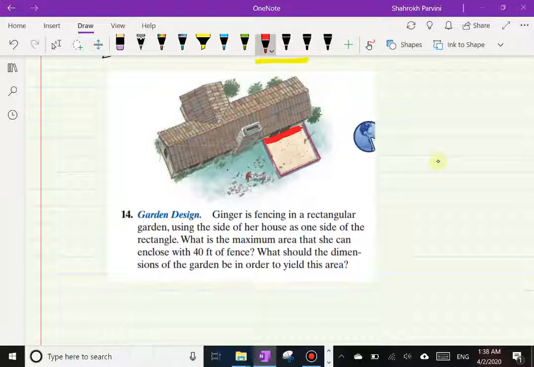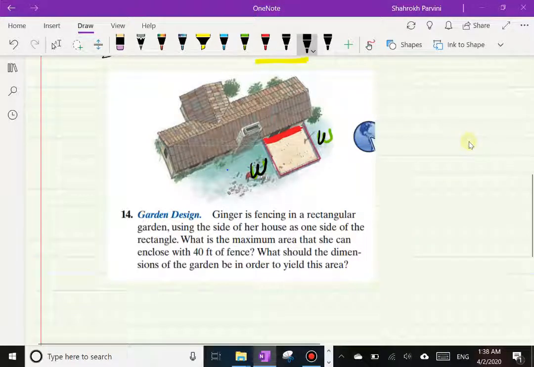The question reads, what is the maximum area that she can enclose with 40 feet of fence? What should the dimensions of the garden be in order to yield this area? Okay, so let me again label this rectangular garden. So that's going to be W. Maybe not a good choice for color here because it's green already. Here we go, W and W, and call this length.